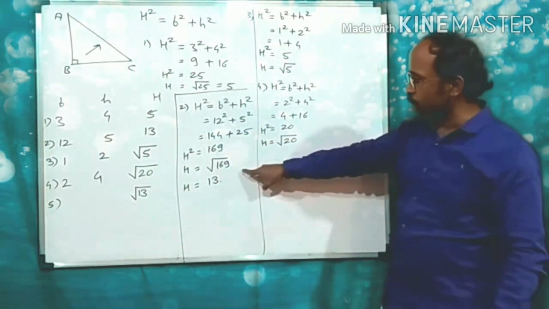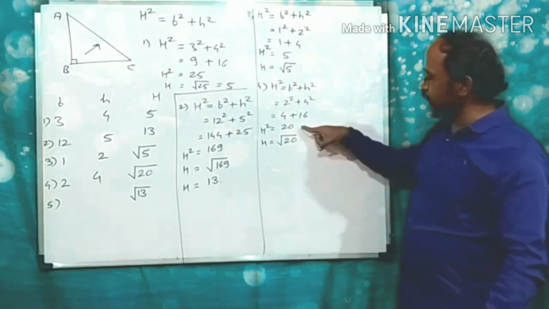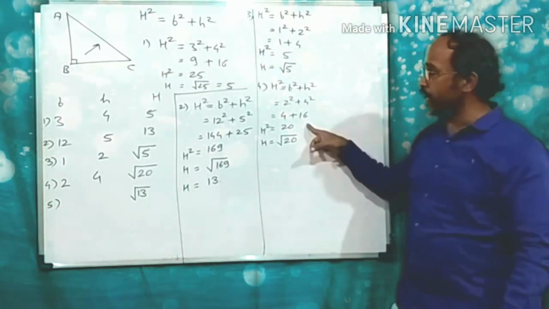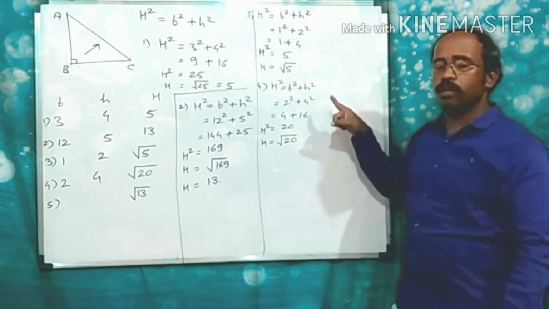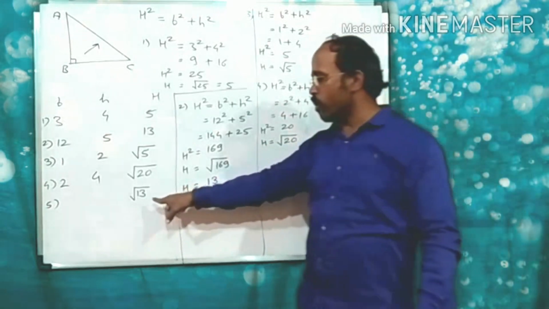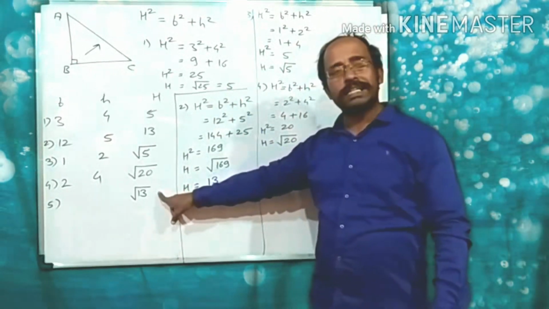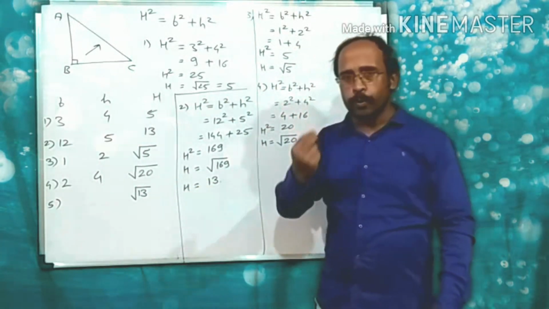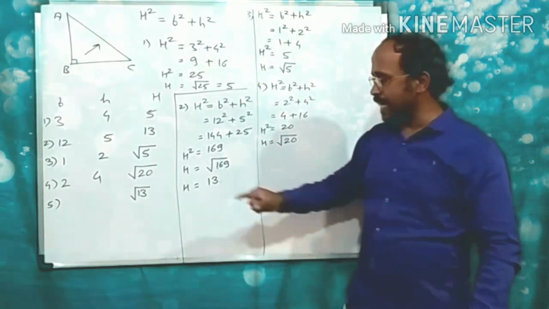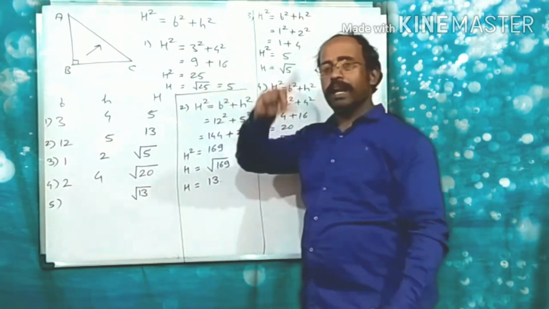Because in this example, the addition of the squares is 5. In this example, the addition of the squares is 20. So here the square root is root 5. Here the square root is root 20. And what do we want? We want the square root to be root 13. So we have to find two such numbers that the addition of their squares is equal to 13. Let's try to find out.